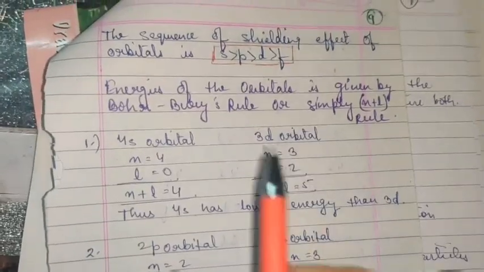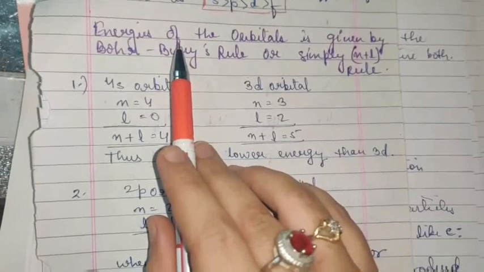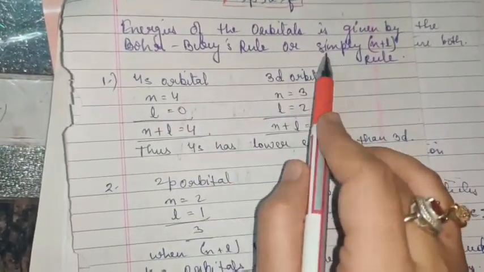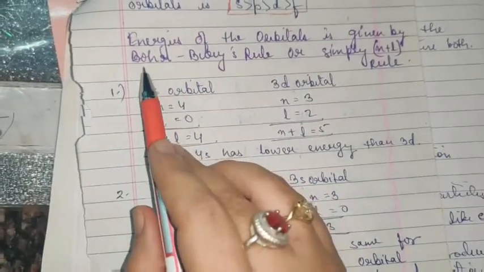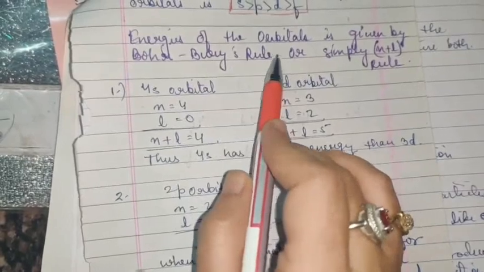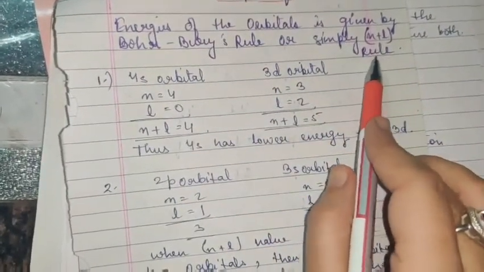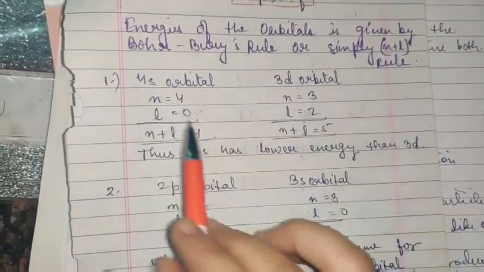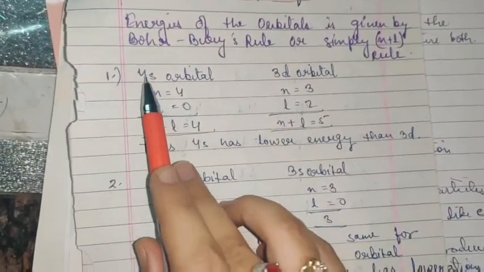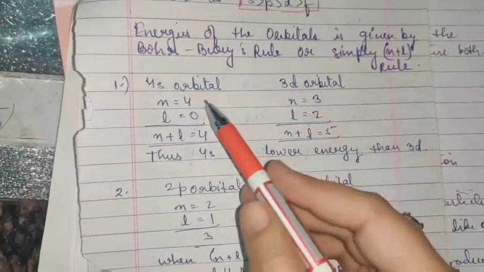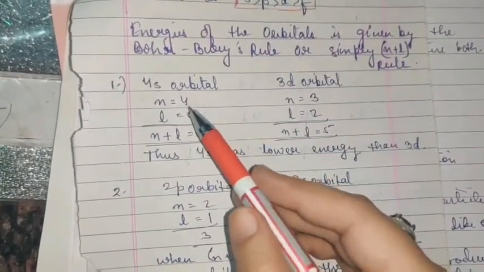Now one more thing, energies of orbitals is given by Bohr-Bury's rule, or simply the n plus L rule. Bohr-Bury's rule, B-O-H-R Bohr, B-U-R-Y. So if you have to compare the energies of two orbitals, this is the 4s orbital and this is the 3d orbital. What will you do? You will add the values of n and L, and then compare the two.